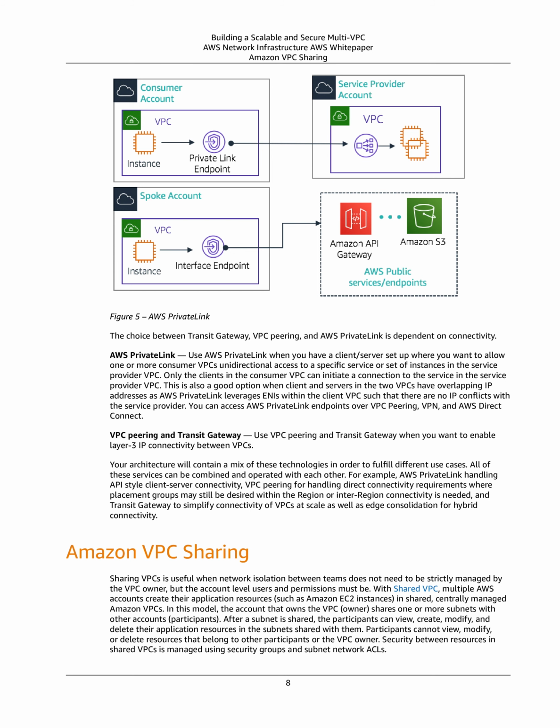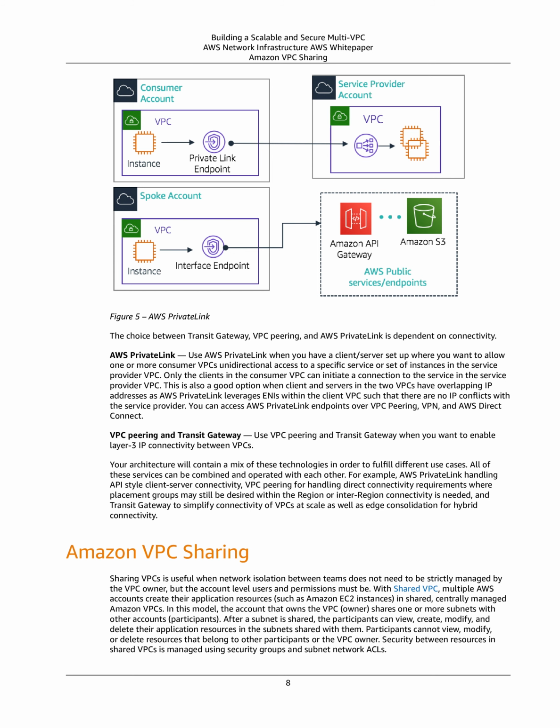Amazon VPC Sharing. Sharing VPCs is useful when network isolation between teams does not need to be strictly managed by the VPC owner, but the account-level users and permissions must be. With shared VPC, multiple AWS accounts create their application resources, such as Amazon EC2 instances, in shared, centrally managed Amazon VPCs. In this model, the account that owns the VPC, the owner, shares one or more subnets with other accounts, participants.